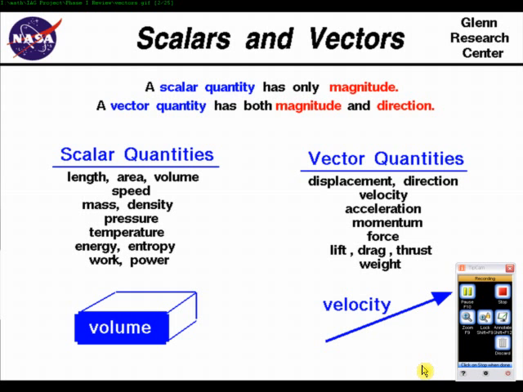A scalar quantity, as this NASA photo says, has only magnitude. A vector quantity has both magnitude and direction. Examples of vectors include displacement, velocity, acceleration, momentum, force, lift, drag, thrust, and weight. All of these are very important in aircraft flight.